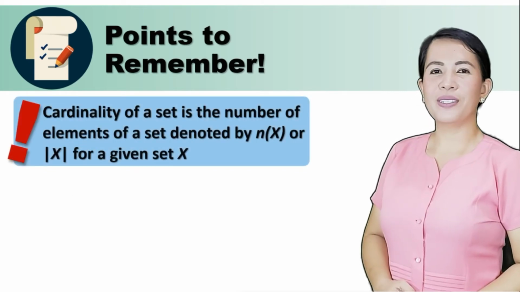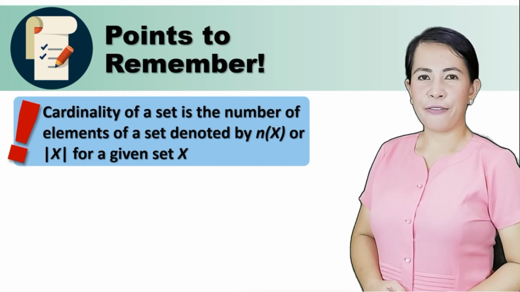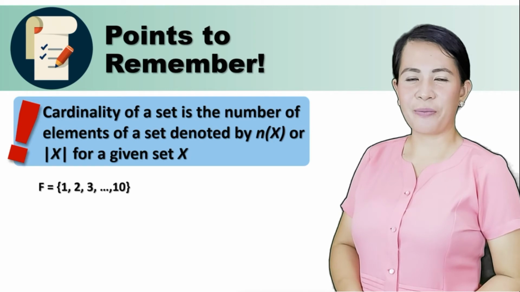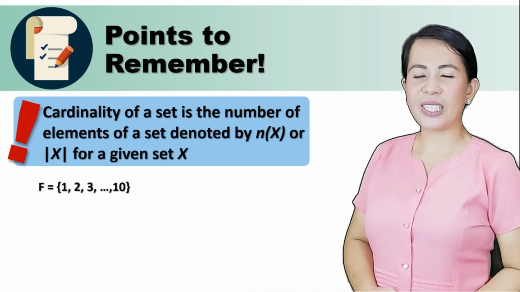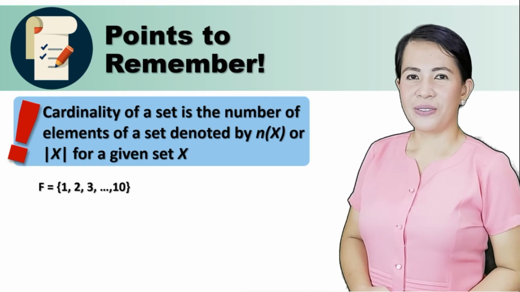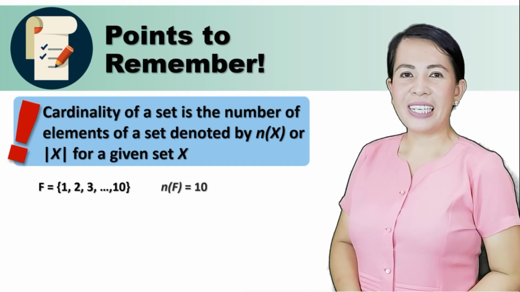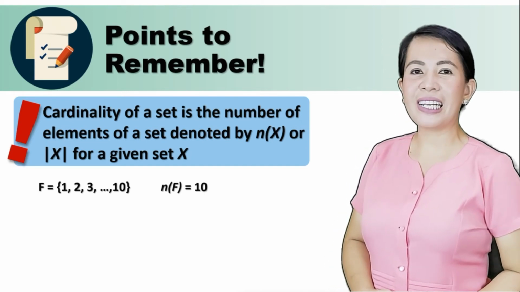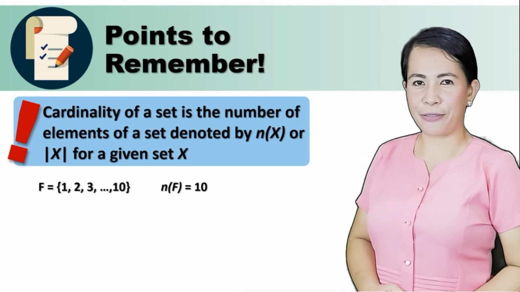Another example, set F that contains 1, 2, 3 up to 10. What is its cardinality? Very good. The cardinality of F is 10, because there are 10 elements in set F.